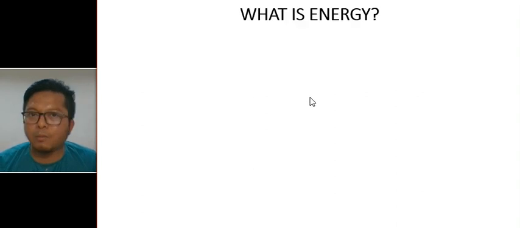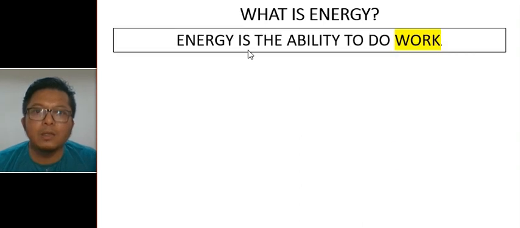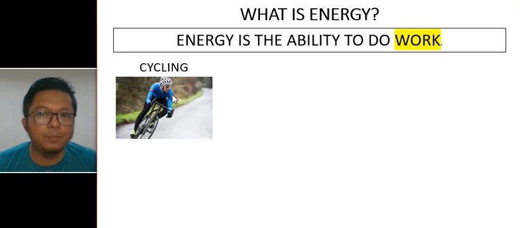What is energy? Before we start with forms of energy, what is energy? Energy is the ability to do work. Untuk buat kerja. Energy, tenaga, is used to do work. Example, cycling. Cycling is work. Yes, it's also fun, but you need energy to cycle.